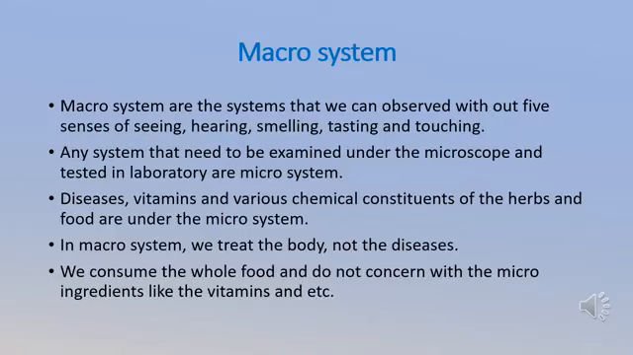In the first chapter, we talked about the macro system. Macro system is a system that you can observe with our five senses of seeing, hearing, smelling, tasting, and touching. Now, all systems that need to be examined under the microscope and tested in the laboratories are the micro system. For example, the diseases. You need to do the blood test. You need to do so many tests in the laboratory.